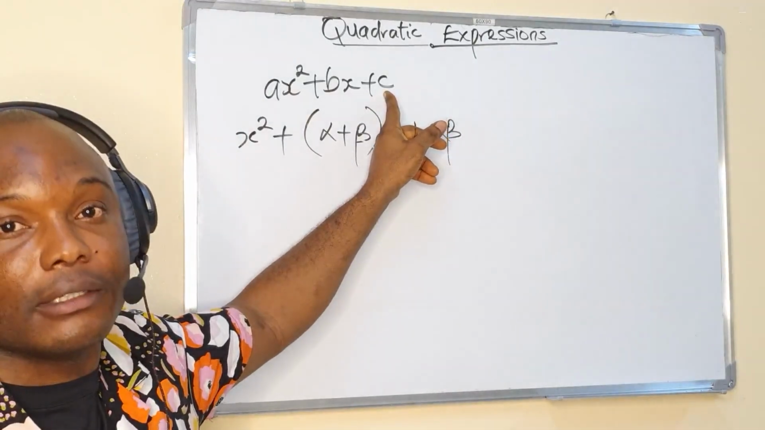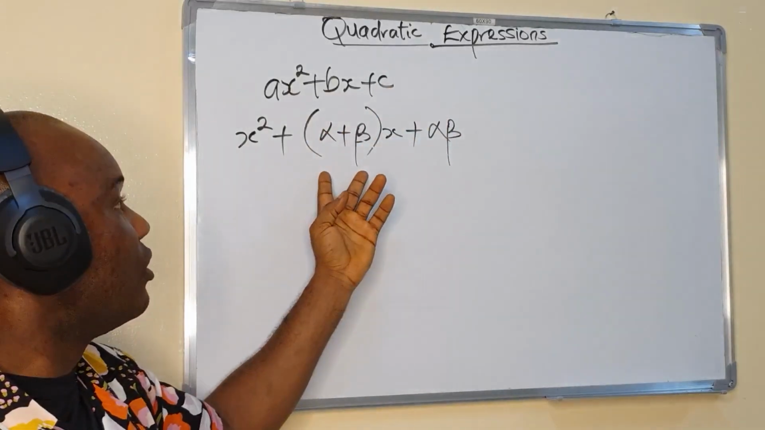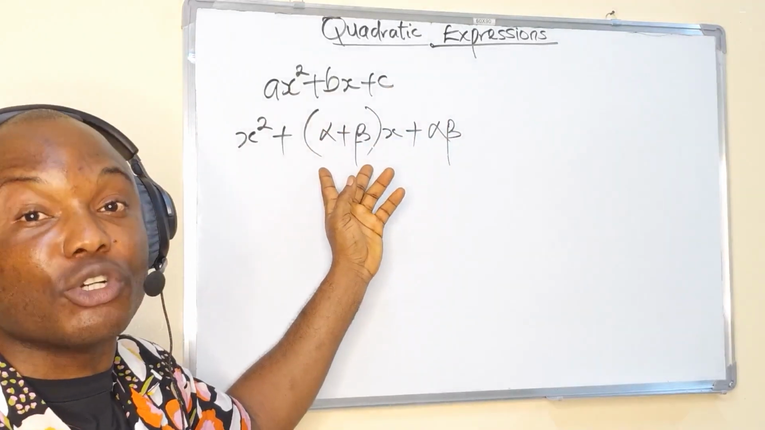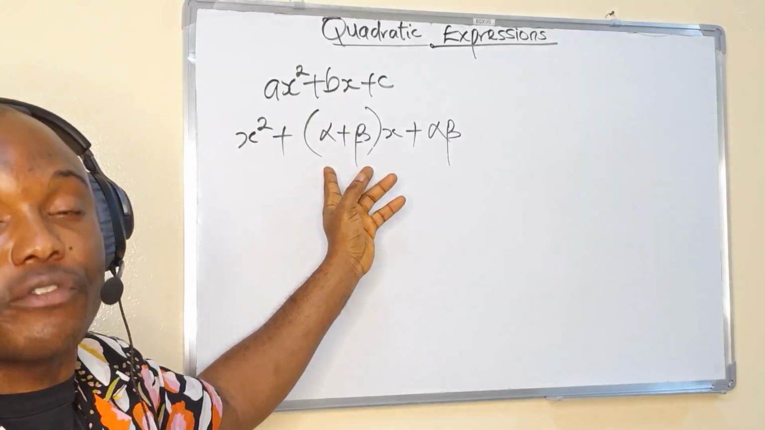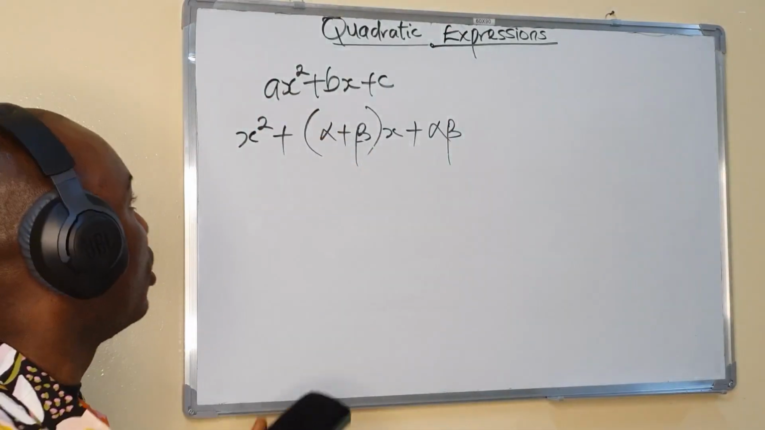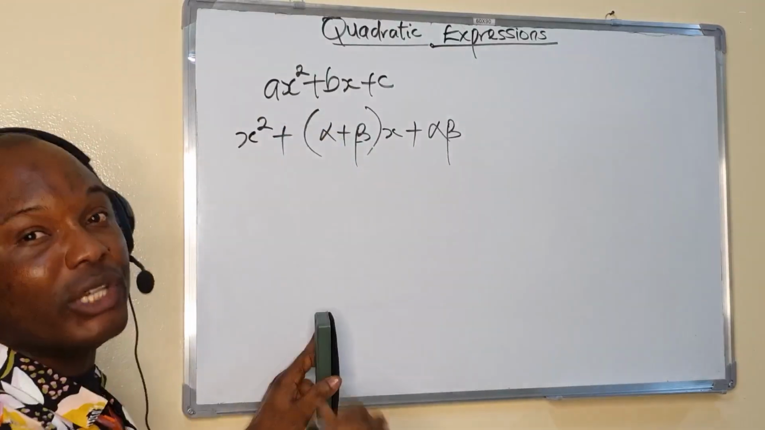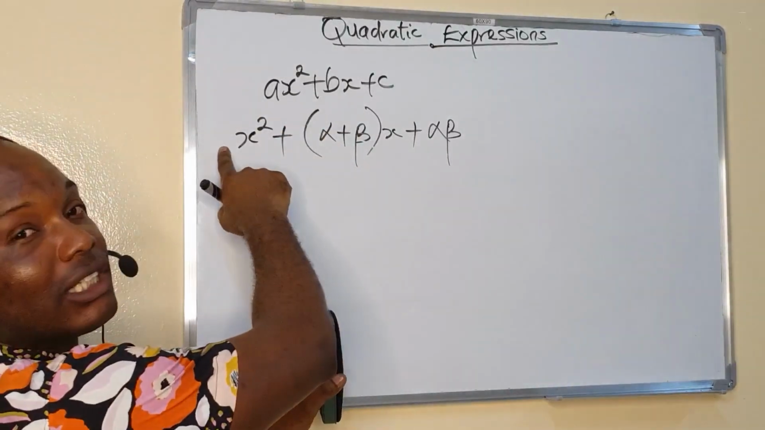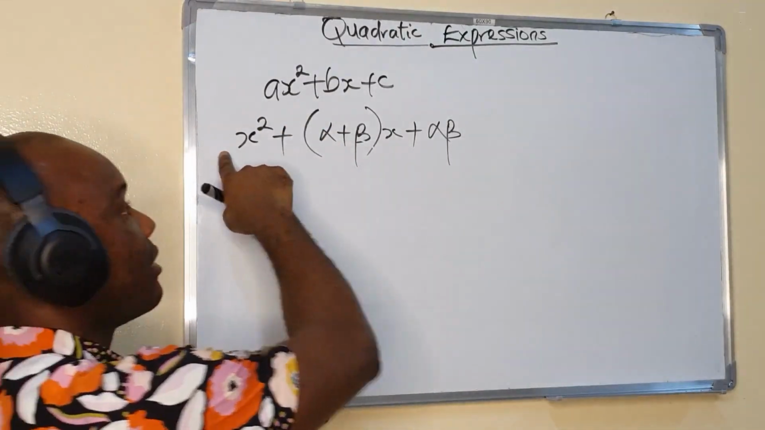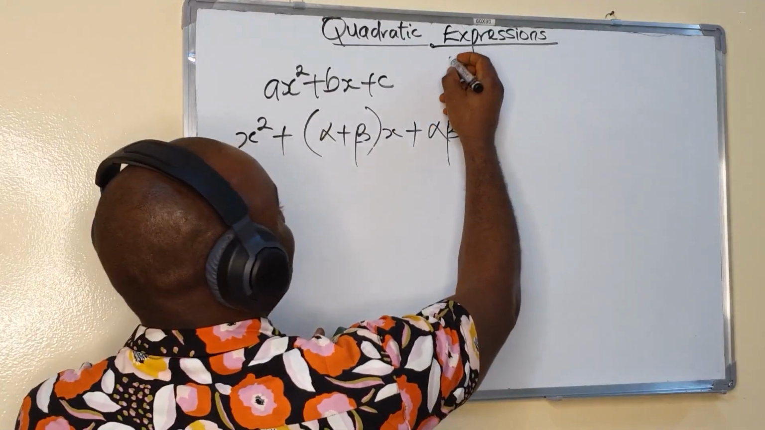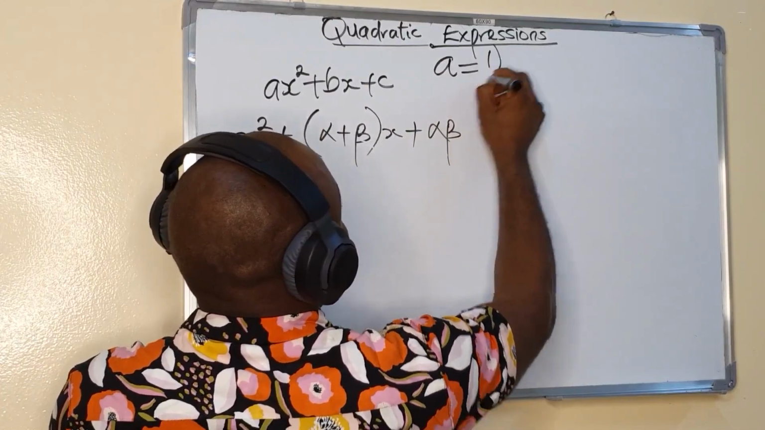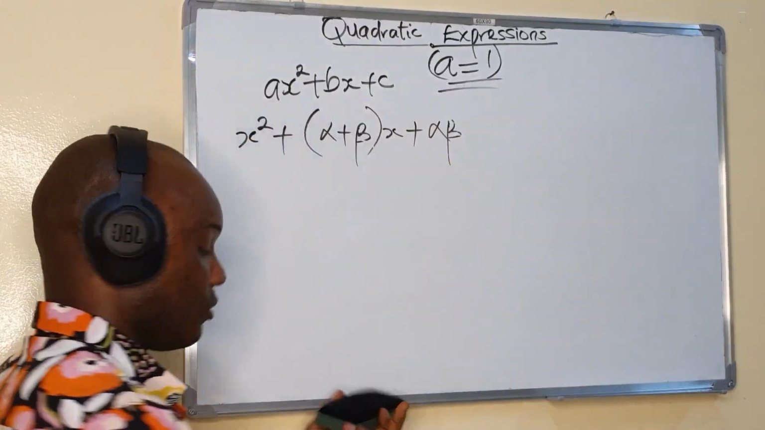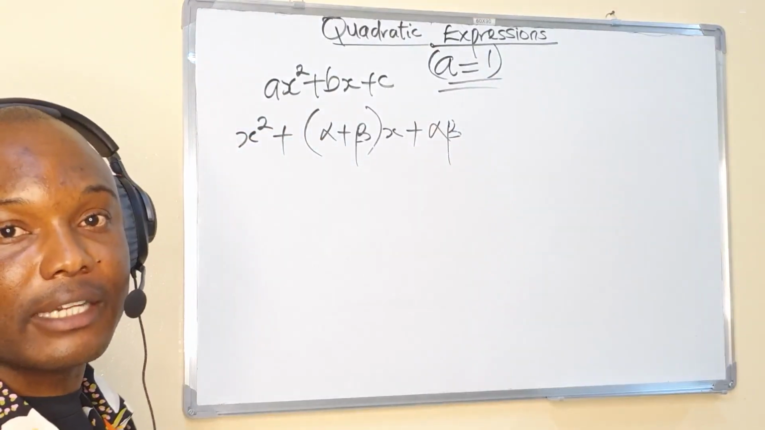or constant c. We are going to work with this expression demonstrated on the board here, since our very first focus of consideration is a situation where the value of a is unity, and that is why we have not considered what is next to x. So this is a case where a is equal to 1. Take that down as we'll be working alongside that.